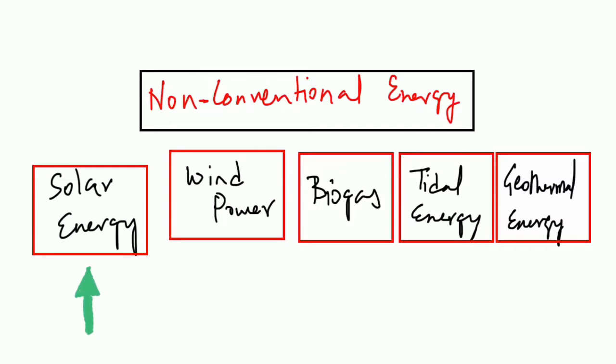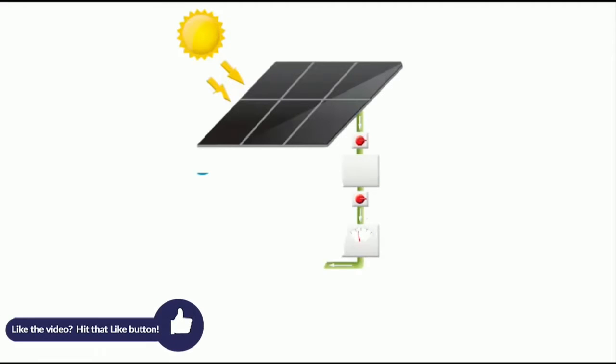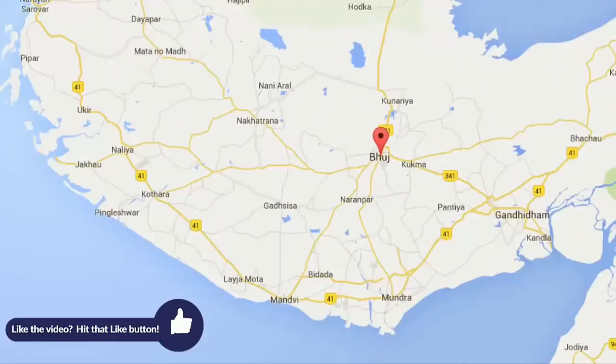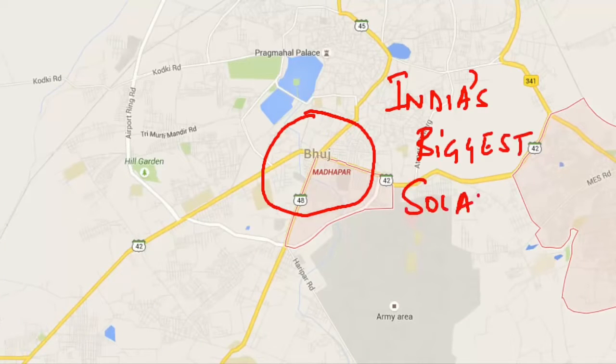The first one is solar energy. Photovoltaic technology converts sunlight directly into electricity. Photovoltaic is also referred to as solar cells. They convert the energy of light directly into electricity. The largest solar plant of India is located at Madhapur near Bhuj, Gujarat.